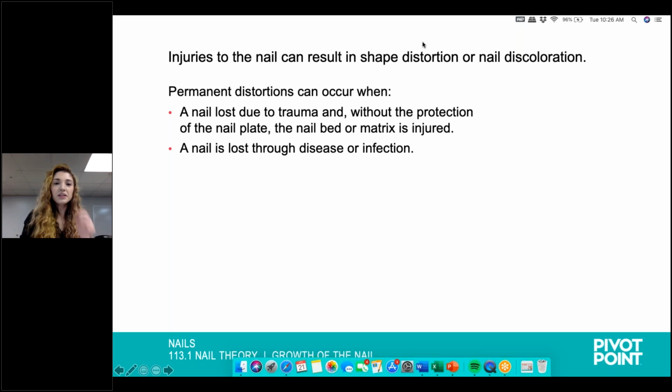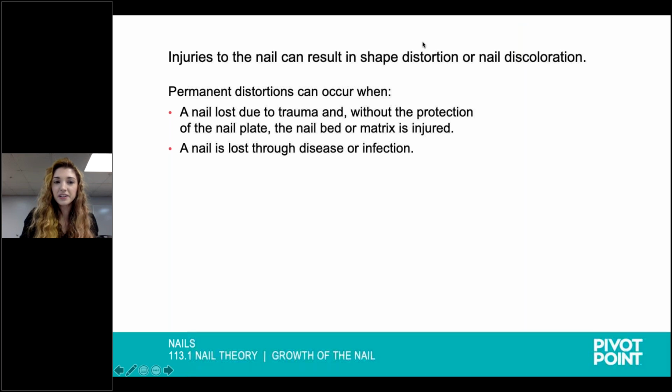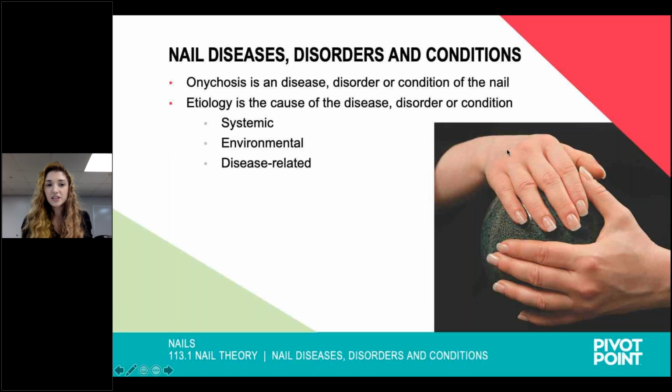Okay. So nail diseases, disorders, and conditions. Here we go. So we're getting into the fun stuff. Onychosis is a disease, disorder, or condition of the nail. Etiology is the cause of the disease. So when we talk about the term onychosis, we're talking about the disease specifically, and etiology could be anything that's causing that condition. Those causes might be, like this says, systemic, environmental, or disease related. It could be due to pretty much anything that causes it.